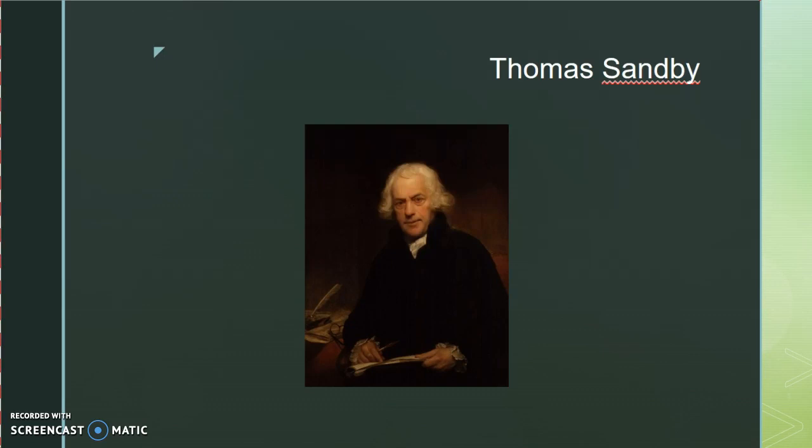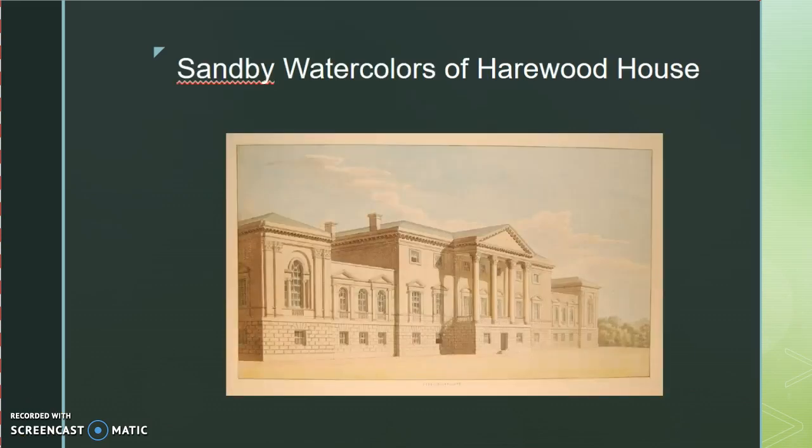Another designer that contributes to the theory of the picturesque is Thomas Sandby. Sandby was a designer and a professor as well as a draftsman. Shown here are some of Sandby's watercolors of the Harewood House. What we can see from this watercolor is that every detail was taken into consideration for the creation of this space, with it being composed from the observer's perspective.